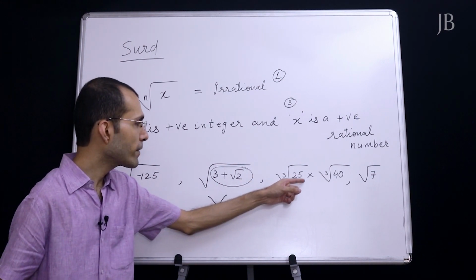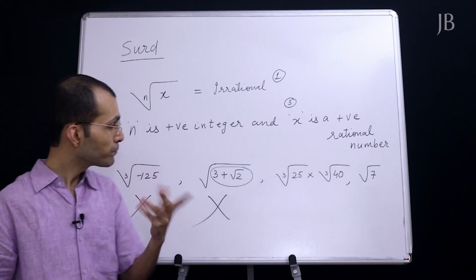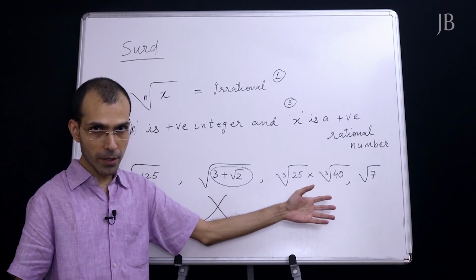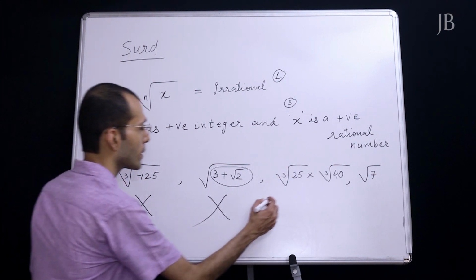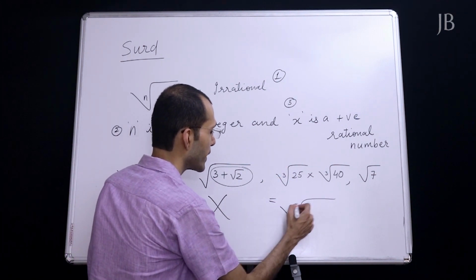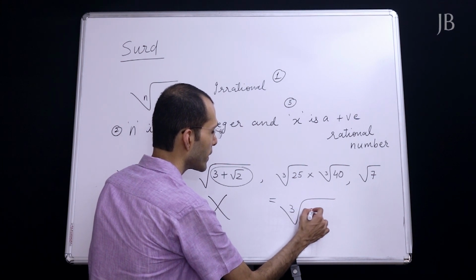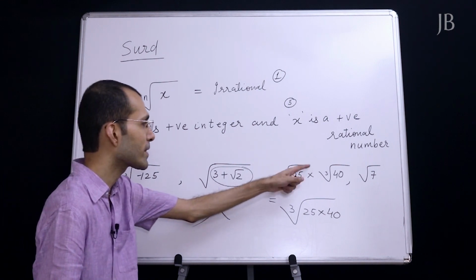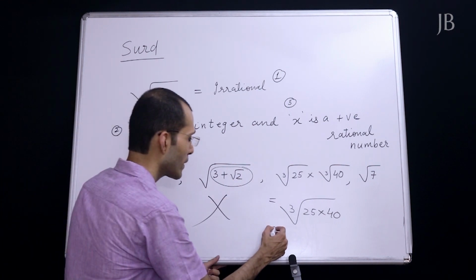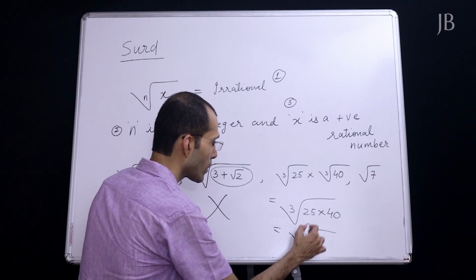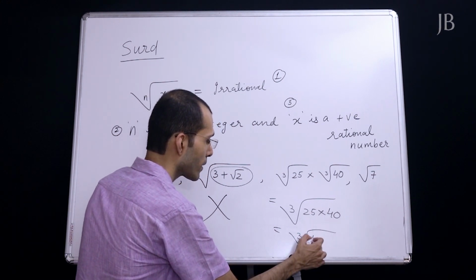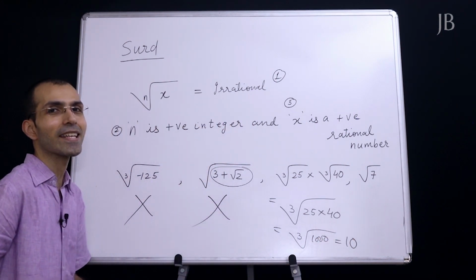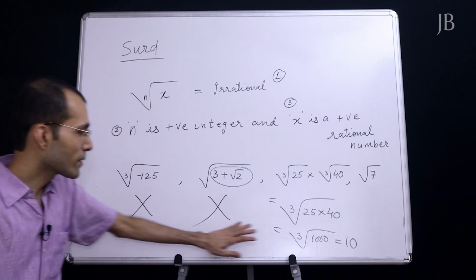Now, cube root of 25 into cube root of 40. What to do? You may feel something, but it may turn out to be something else. Now see, this can be simplified as cube root of 25 into 40. The way two square roots can be fused if there is a multiplication sign, the cube roots also can be fused. So this will be cube root of 25 into 4, which is 100, so cube root of 1000. Cube root of 1000 turns out to be 10. So this is not a surd.